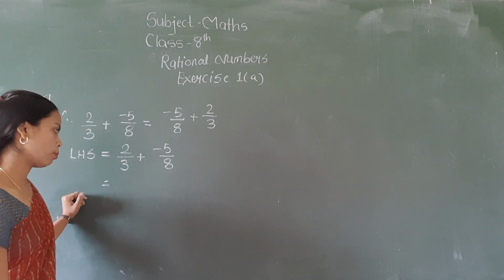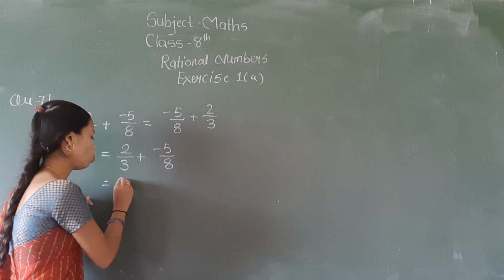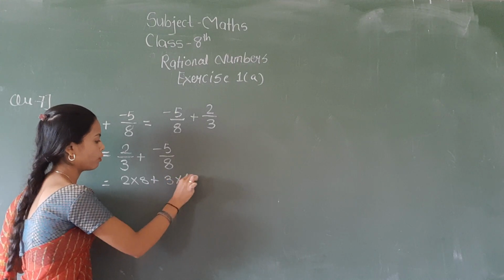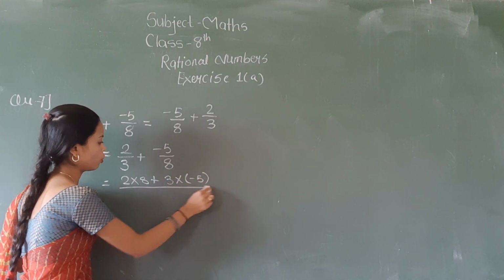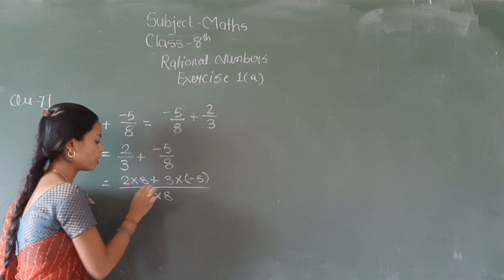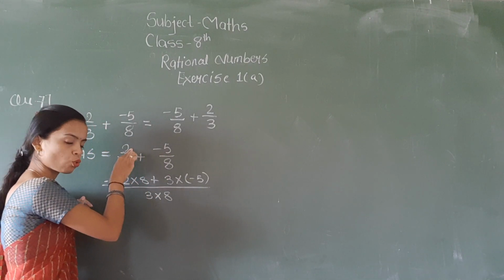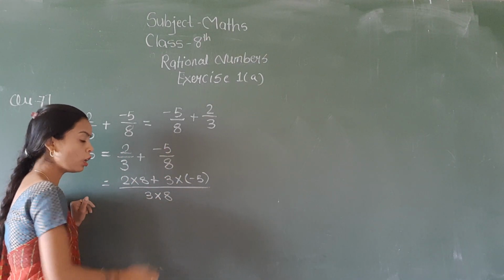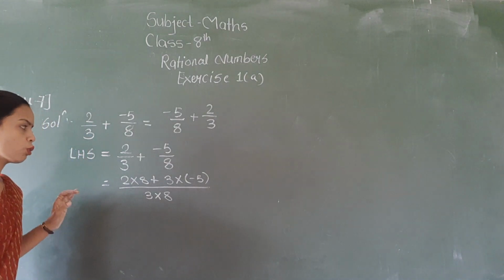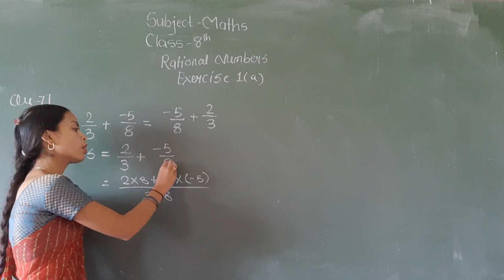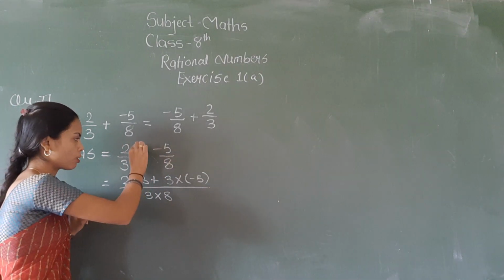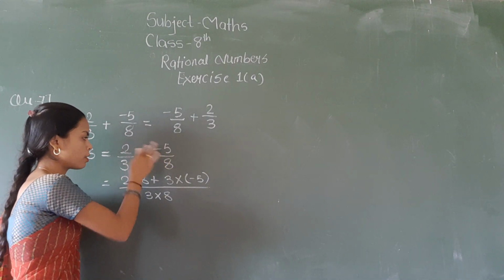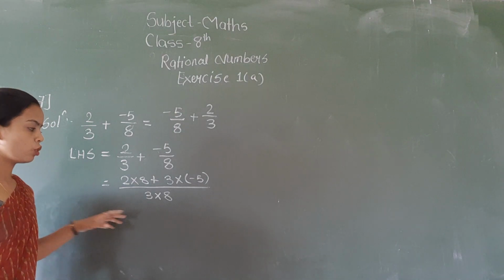If you are multiplying by the cross multiplication method, then 2 into 8 plus 3 into minus 5, and in the denominator you can write 3 into 8. 8 is multiplied with this 2, and this 3 is multiplied with this minus 5, and in the denominator you multiply both the denominators. This is called cross multiplication. Why do we call it cross multiplication? Because they cross and there is a cross symbol.